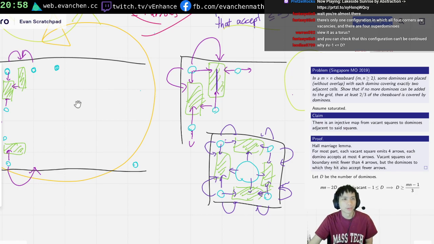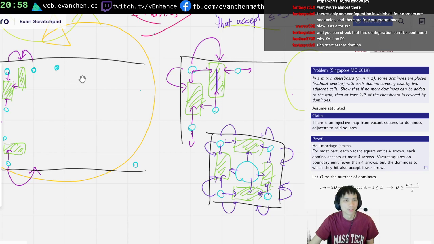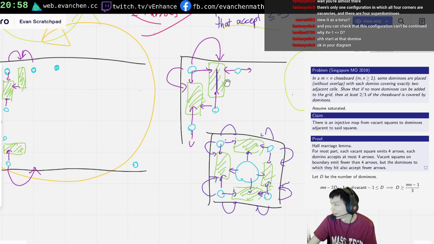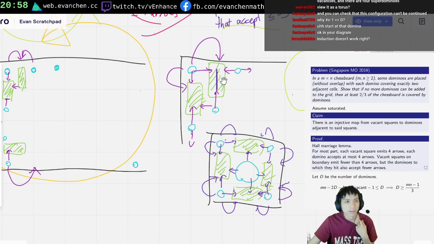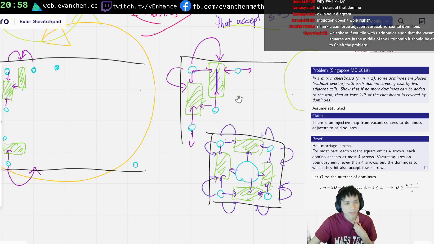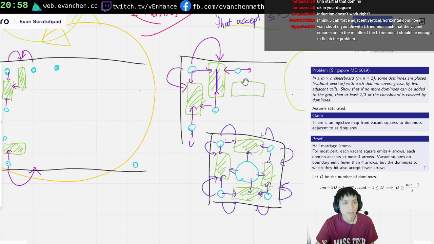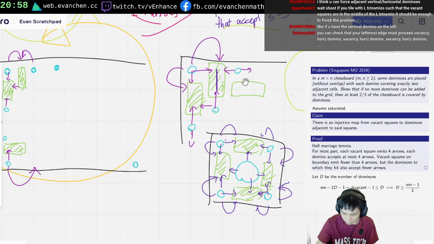Why vacant minus 1 at most D? There was a lot of pain involved. Basically, it's Hall's lemma, but I was off by 1. Yeah, so start at that domino in this diagram. Right, okay. Why can't there be a domino that looks like this next? Oh, because if there is... okay, so there also is a domino here. Wait, could it look like that, though?